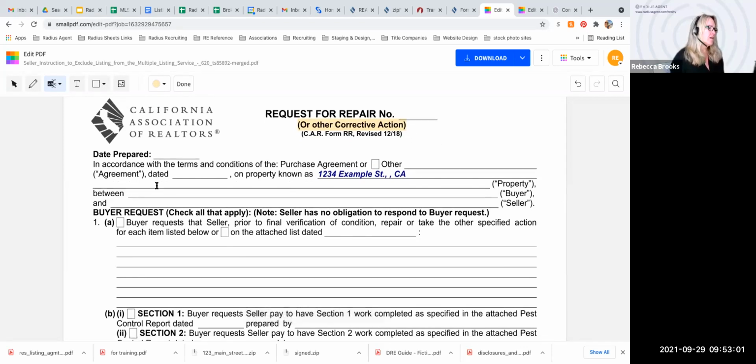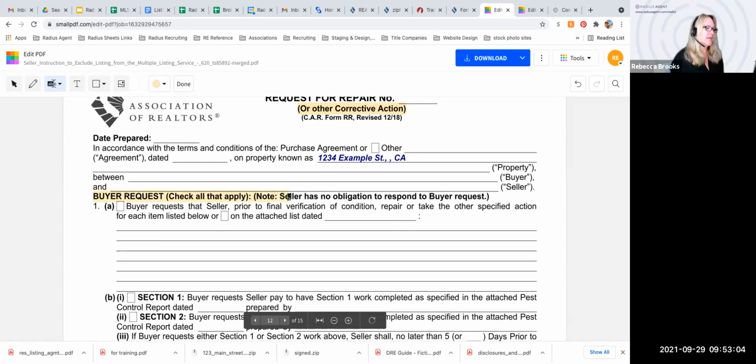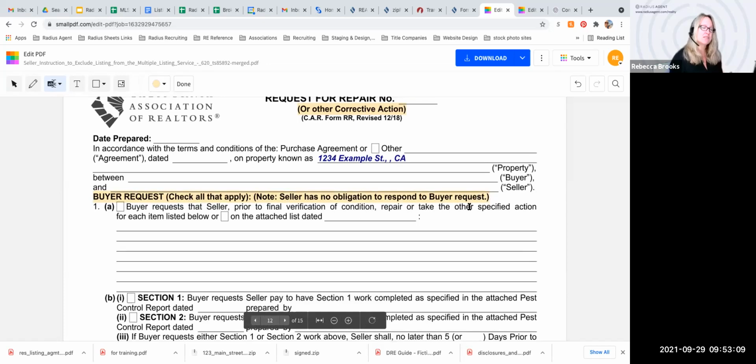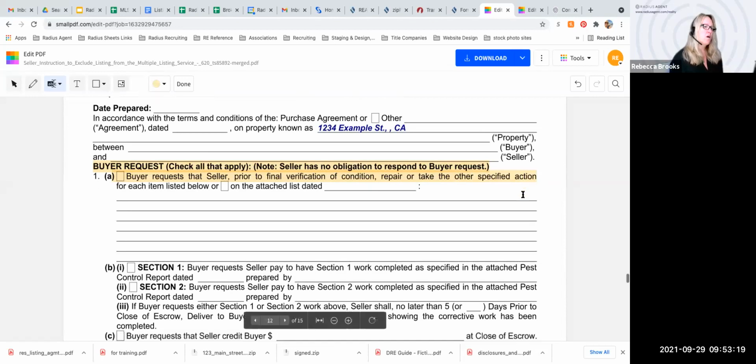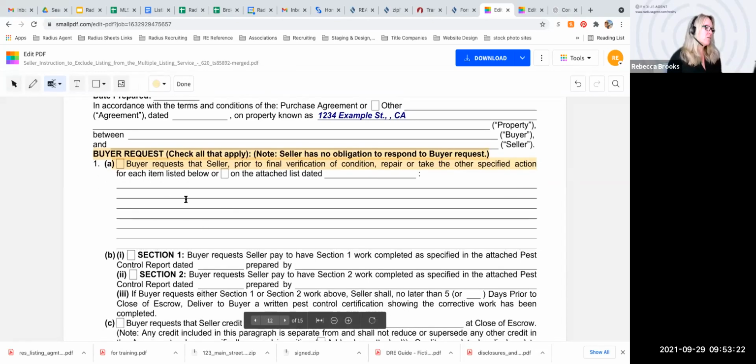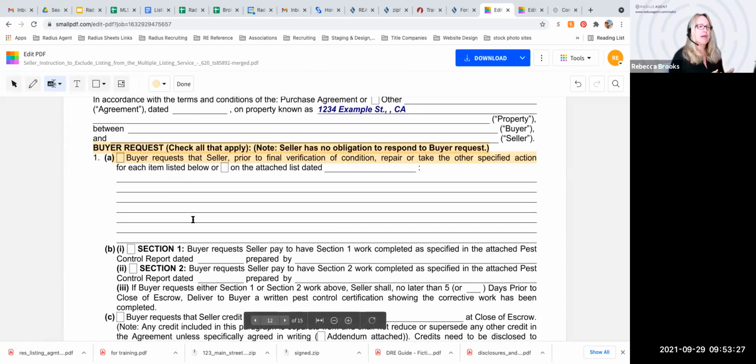This is where you would put your buyer request. Note, seller has no obligation to respond. This is just a request. This is where it says that buyer requests that seller, prior to final verification of condition, repair or take the other specified action. Either you're repairing something, and this is where you're going to write in what the repair is. Usually if you're asking for a repair, you're attaching the report where you got that information from. Say the roof needs to be repaired, then attached is your roof inspection showing that the roof needs to be repaired.